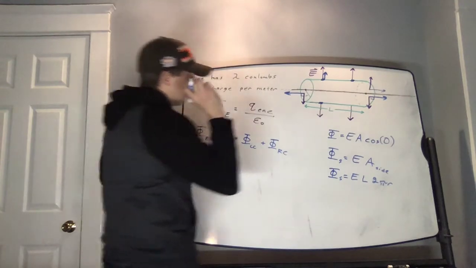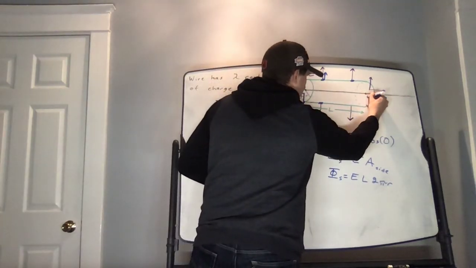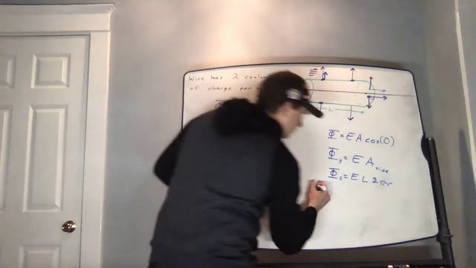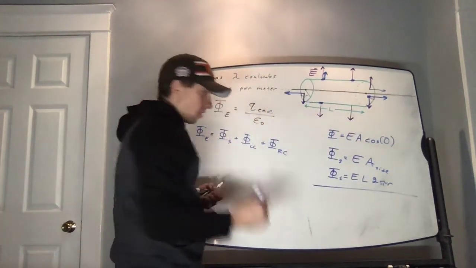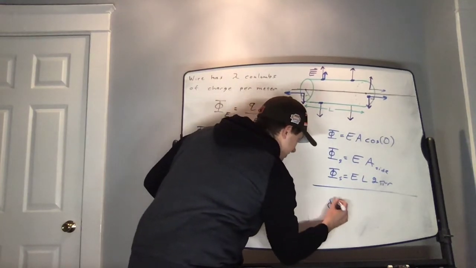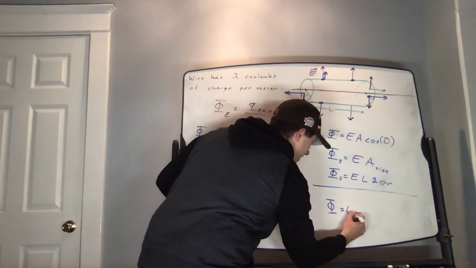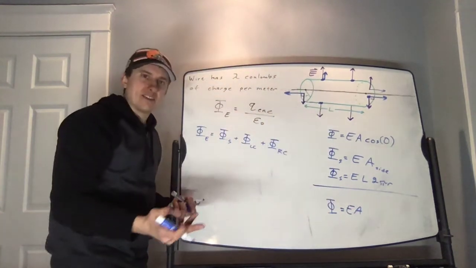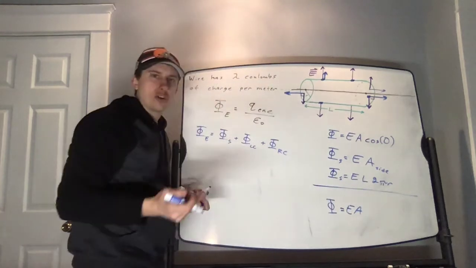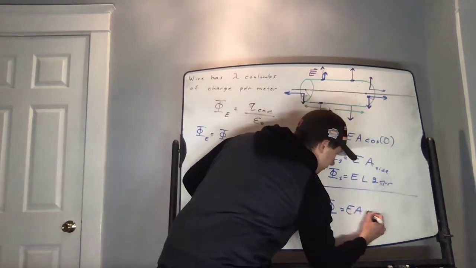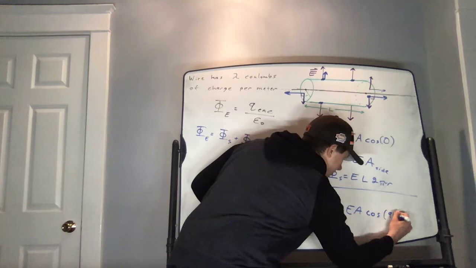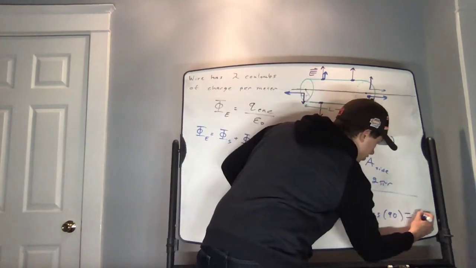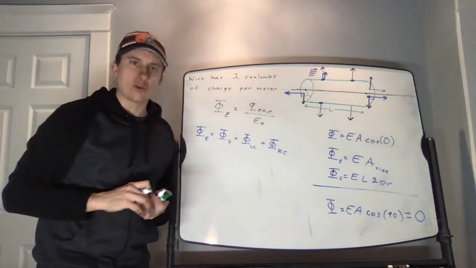So the flux through a patch, no matter where you are looking on the two caps of the cylinder, will always be 0, because flux in this case is equal to E times A. E is going to be some value that is non-zero. A will be some value that's non-zero. But then we have cosine of 90 degrees. And cosine 90 degrees is equal to 0. So this ultimately is going to be 0.